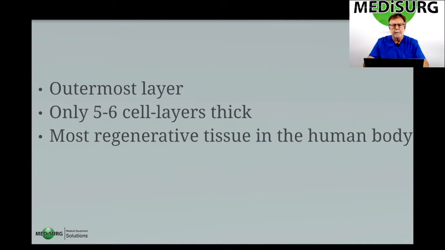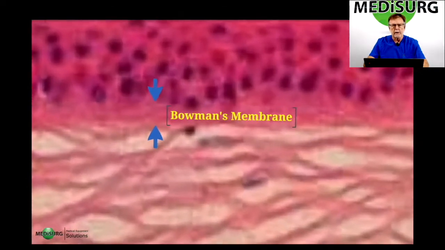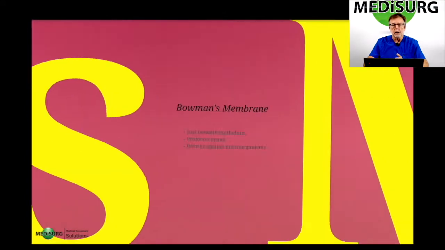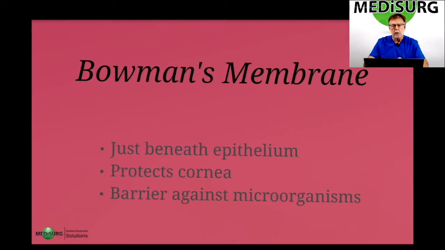The next layer is a very thin membrane, and it's called Bowman's membrane. And Bowman's membrane is just beneath the epithelium. It protects the cornea, and it's a barrier against microorganisms. It is a very, very tough membrane. So when a doctor does surgery and they're going in the eye, the blade will go very easily until it hits this membrane, and then they have to push through it.